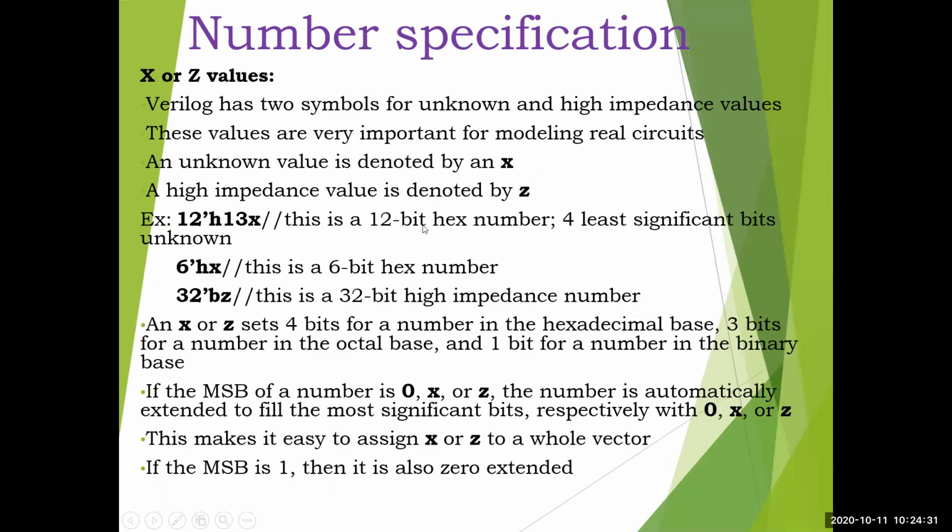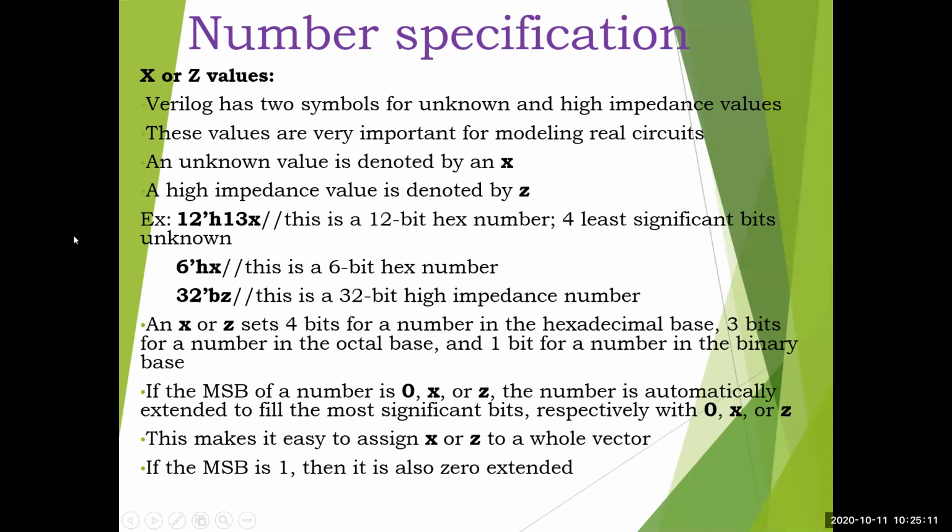Then we will consider X or Z values. As I mentioned, Verilog HDL is a hardware description language. Normally, in any program, you have two values, either 0 and 1. But in digital circuits you have two additional values, X and Z. You already know this: in digital system design, X is for unknown and Z is for high impedance. So Verilog has two symbols for unknown and high impedance values. These values are very important for modeling real circuits. An unknown value is denoted by X and a high impedance value is denoted by Z.